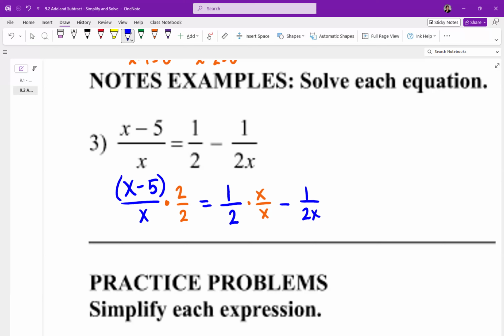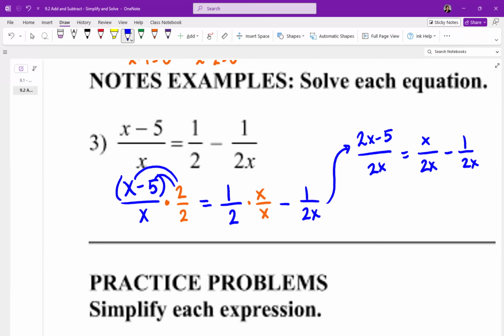I'll distribute 2 into this first group. So when I rewrite this again, it'll look like 2x minus 5 over 2x equals x over 2x minus 1 over 2x.